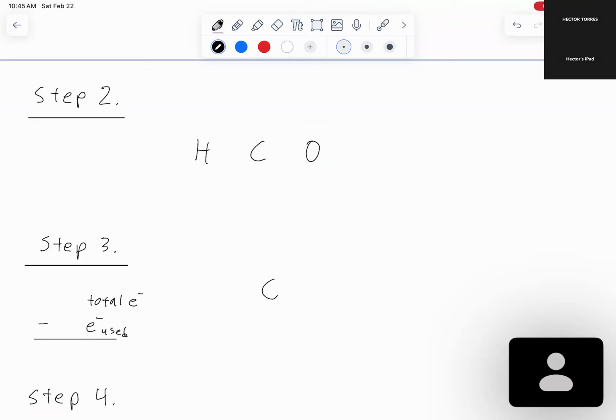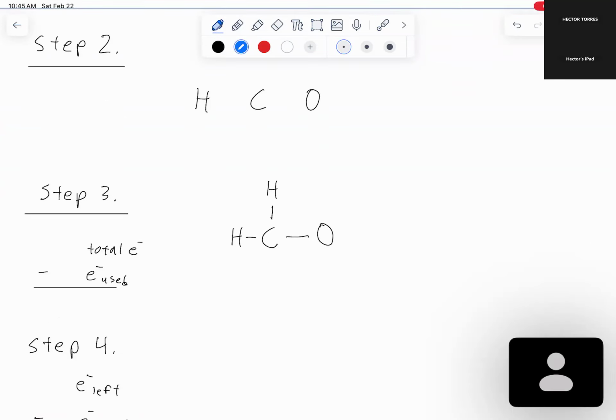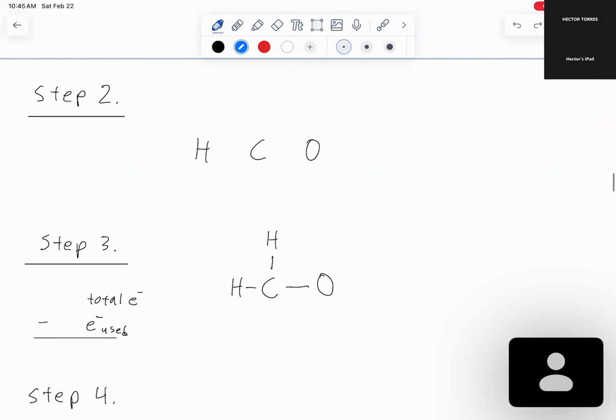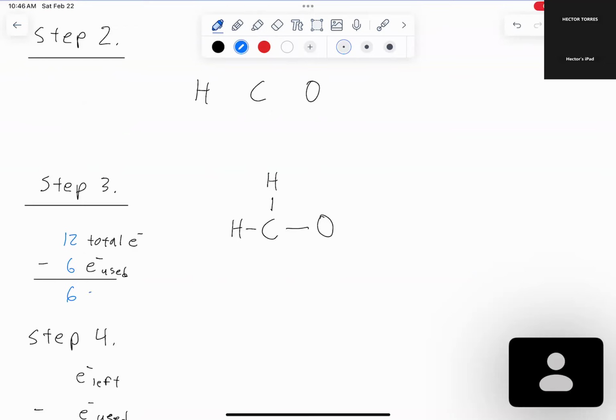For step 3, we're going to draw in the bonds between all the atoms to make that skeletal structure. So one between each of the hydrogens and carbon, and one between carbon and oxygen. I really like to keep track of how many electrons I have, so right here, I'm going to write down how many I use to make bonds: 2, 4, 6. The total was 12, and we just used 6. That leaves us with 6 more electrons to use.